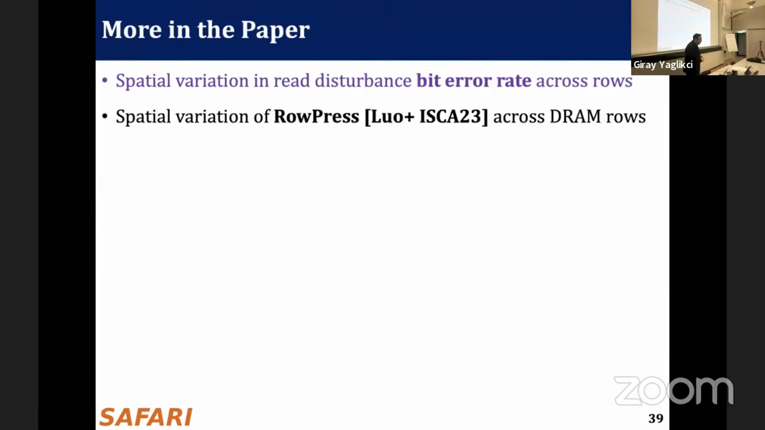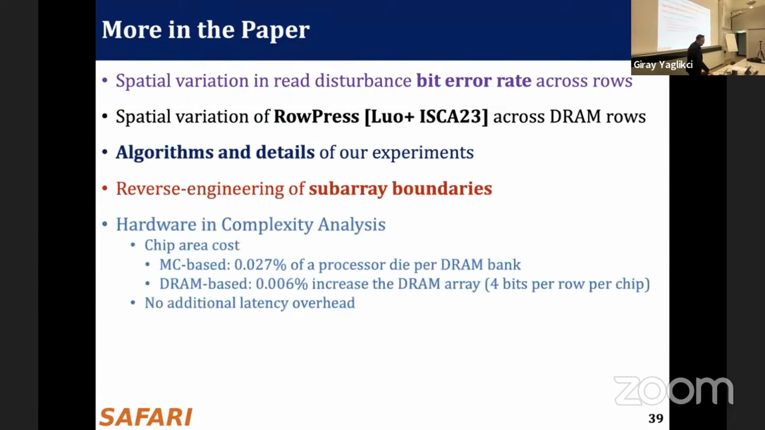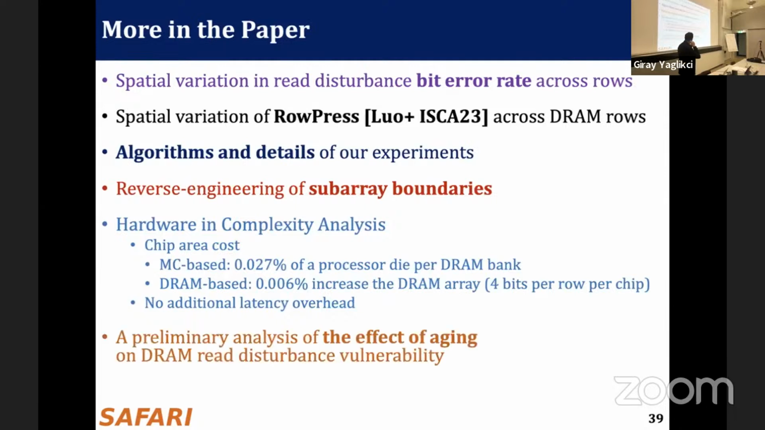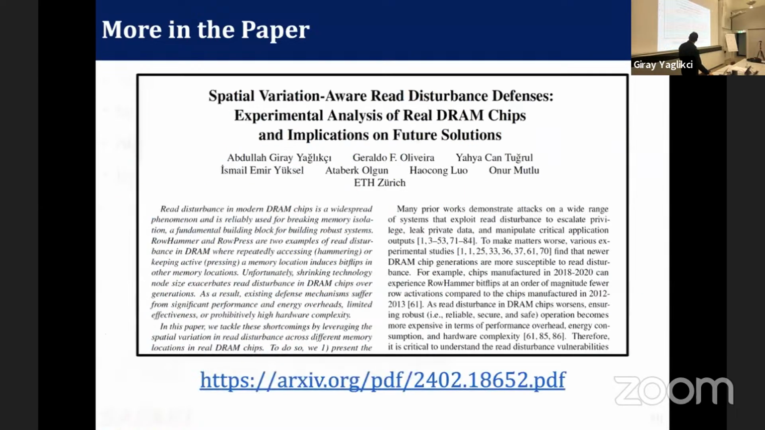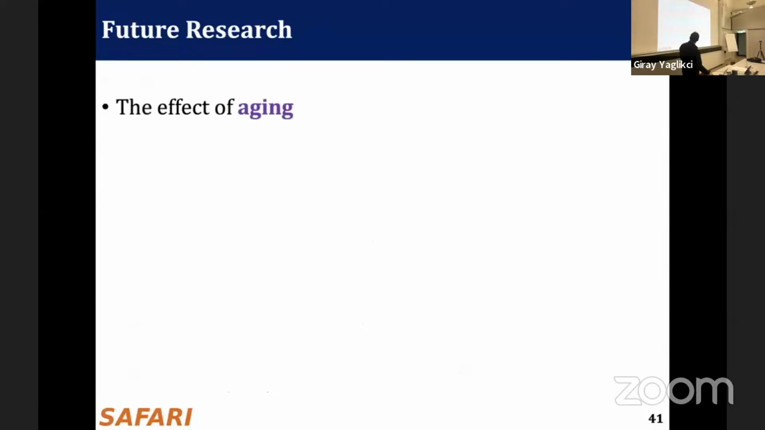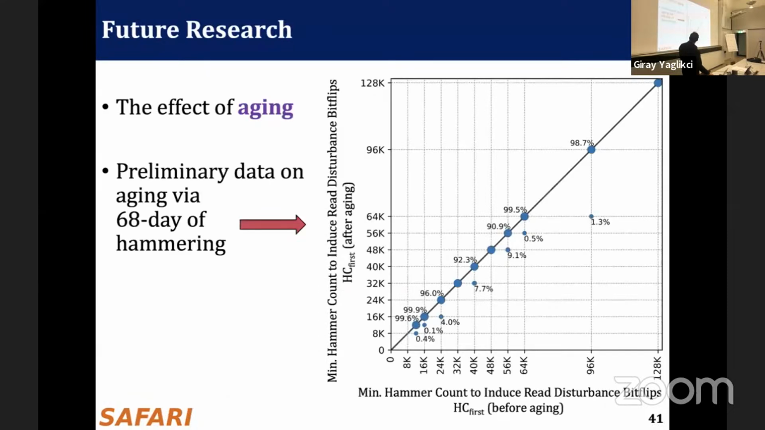Okay, so we have many other things in the paper that I will not cover. We look at the bit error rate distribution. We look at how it works with RowPress. And we have a lot of details. We have some reverse engineering data. We look at the hardware complexity of the mechanism, and we show that it can be implemented at low cost. We also have a preliminary analysis of the effect of aging. Actually, I have a slide about that I will show you. Okay, this is that slide.